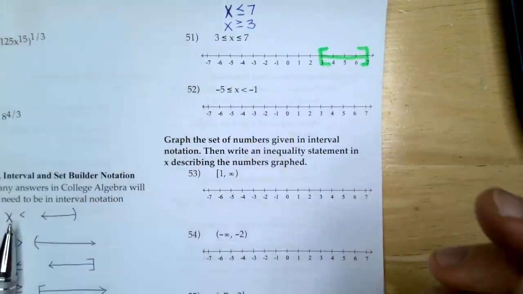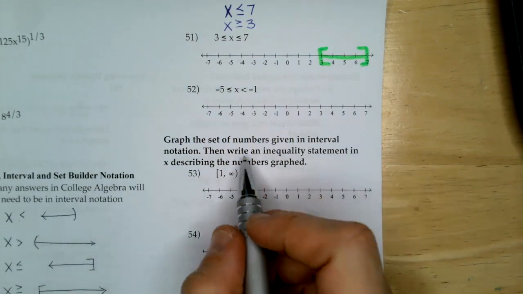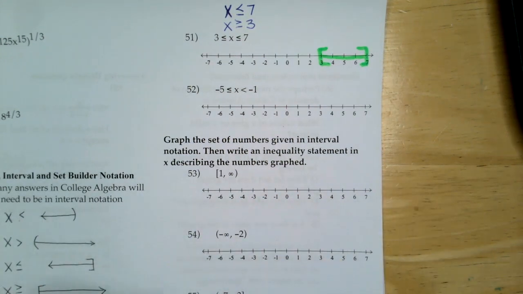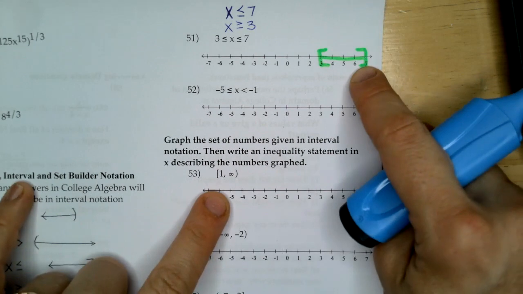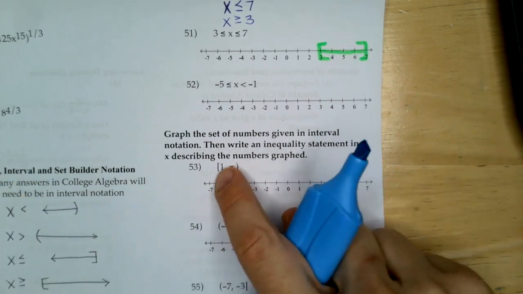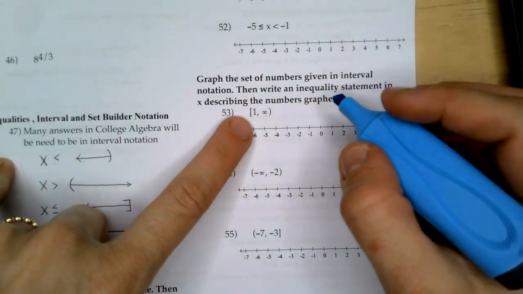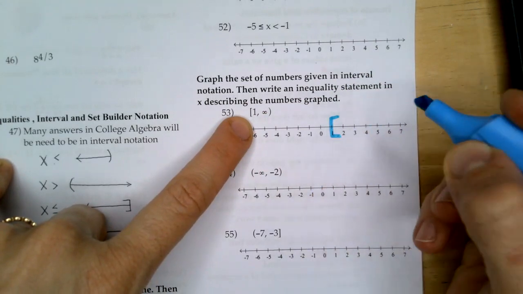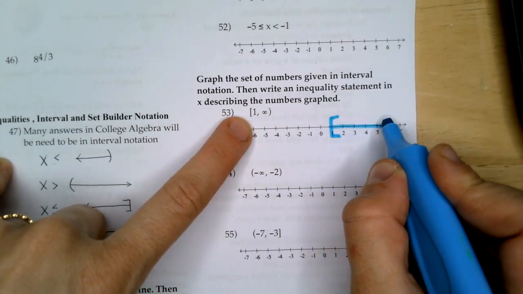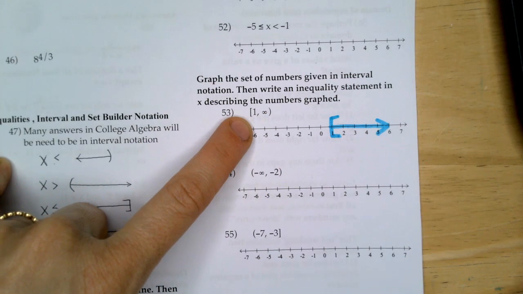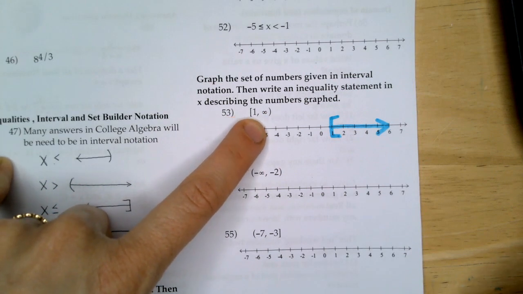Here, try it, see what answer you get. Graph the set of numbers given in interval notation. So this I just look at the same way I look at the brackets. So that is a bracket at 1. So I'm going to write down a bracket at 1, and it's going forever in the positive direction, towards positive infinity is what that means.